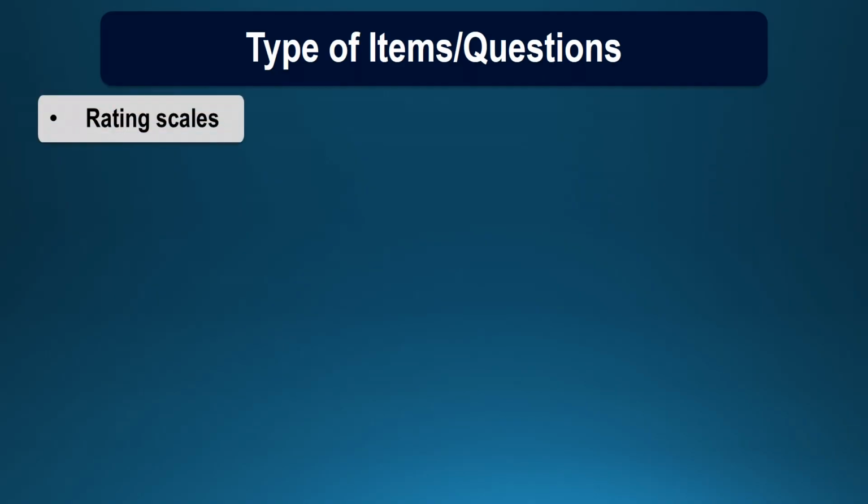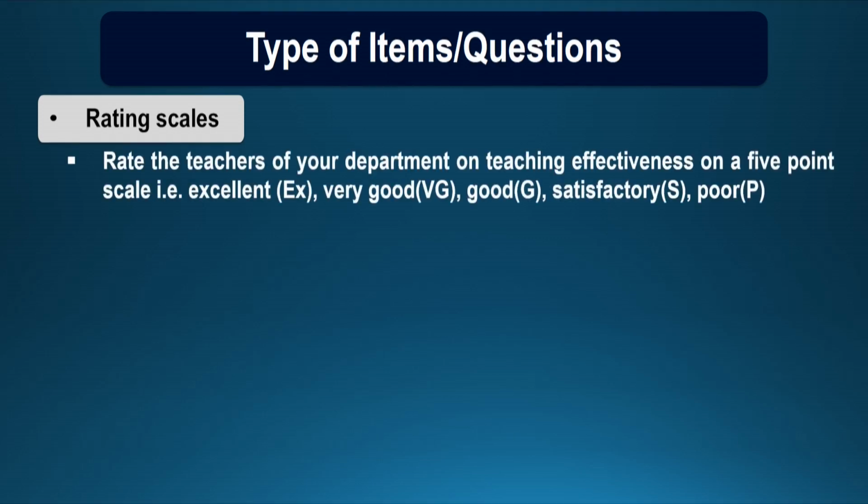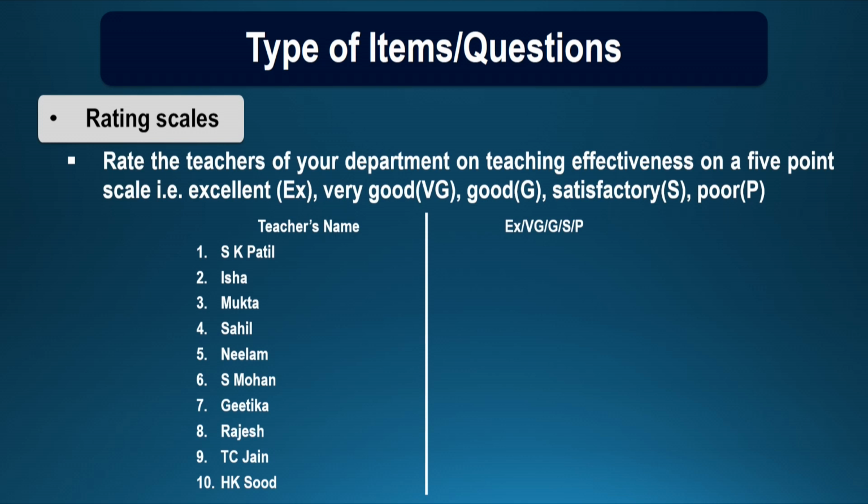There can be rating scale type questions or items. For example, rate the teachers of your department on teaching effectiveness on a 5-point scale, that is excellent, very good, good, satisfactory, and poor. And below you find 10 teachers of the department are enlisted, and against each teacher, the respondent is required to give a rating of excellent, very good, good, satisfactory, or poor.